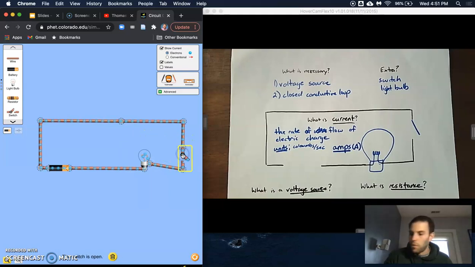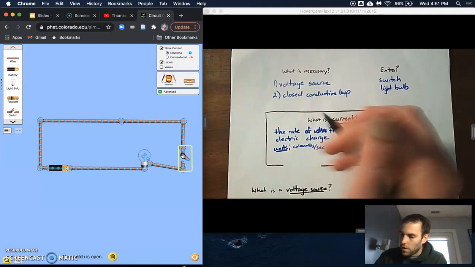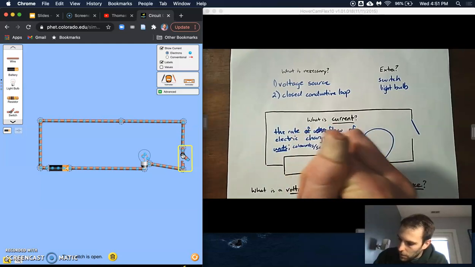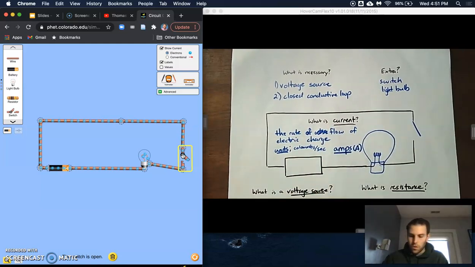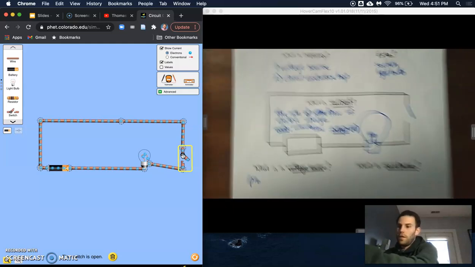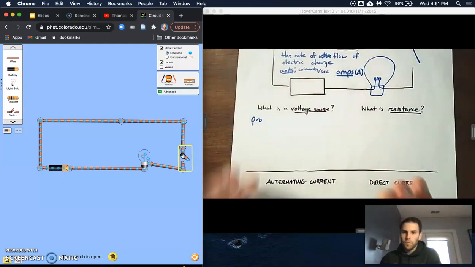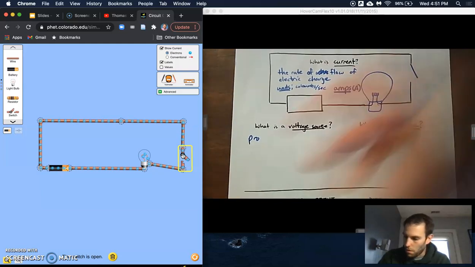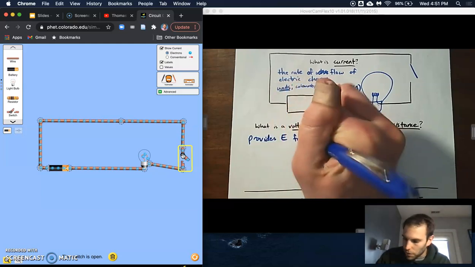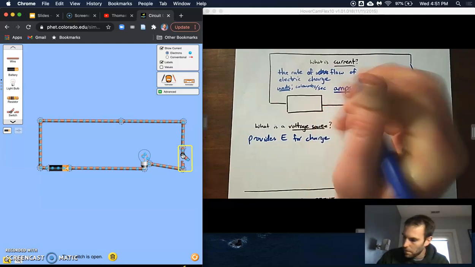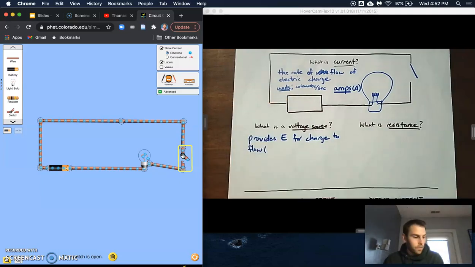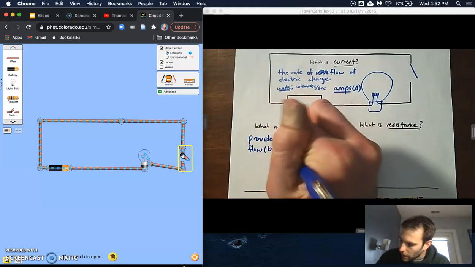Now, one thing I realized I did not draw on my model is the power source, my battery right here. And that helps us segue perfectly into, well, what is a voltage source? So battery, that's going to be my voltage source. The voltage source provides energy for charge to flow. Specifically, it does this, and this goes back to electrostatics, by creating a difference in electrons.